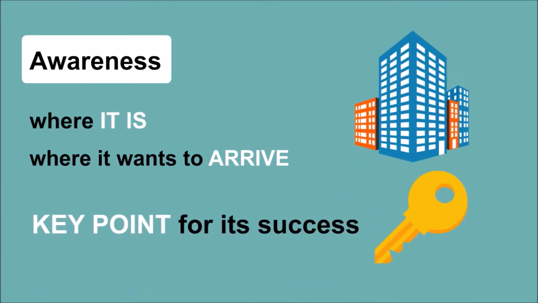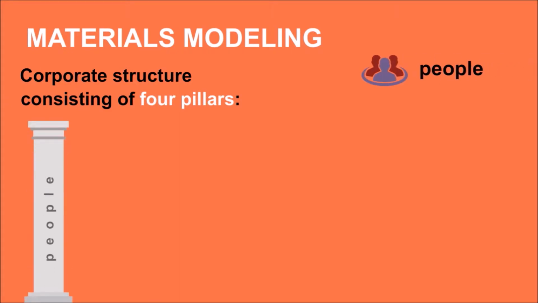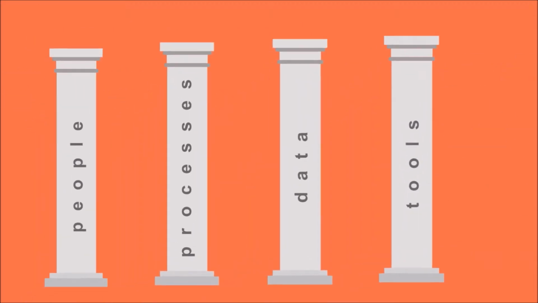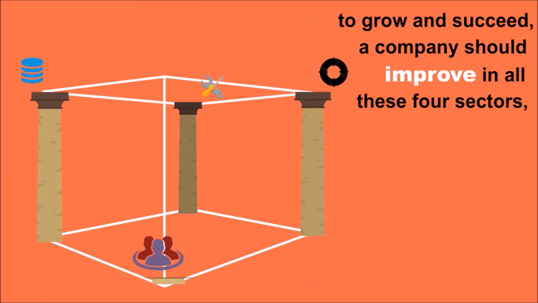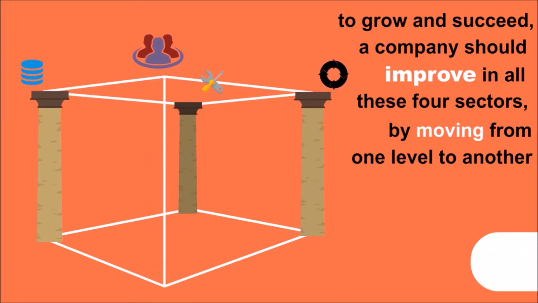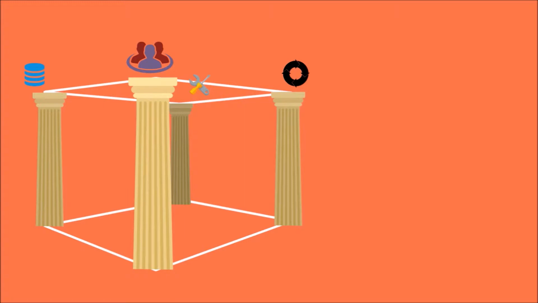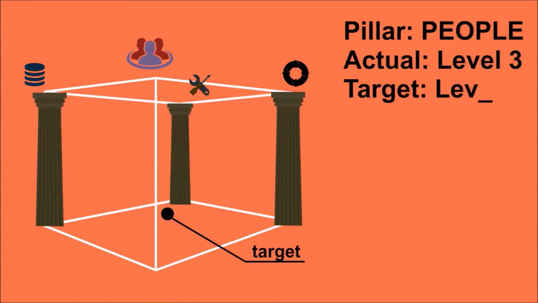In the context of materials modeling, a corporate structure can be thought of as consisting of 4 fundamental pillars: people, processes, data, and tools. Each of these pillars can be found at a different maturity level. In order to grow and succeed, a company should improve in all these 4 sectors by moving from one level to another. Thanks to the maturity model, companies can understand at what level of maturity their pillars are and to what level they want them to grow.